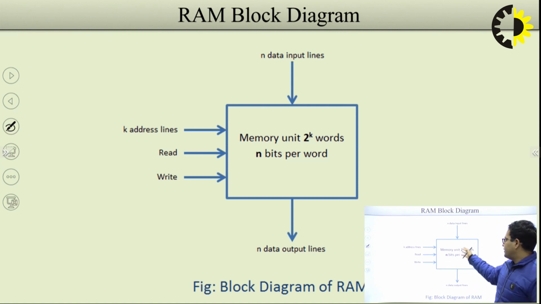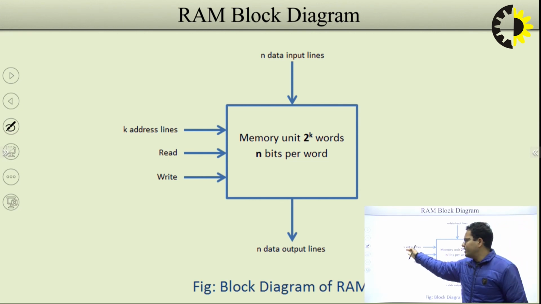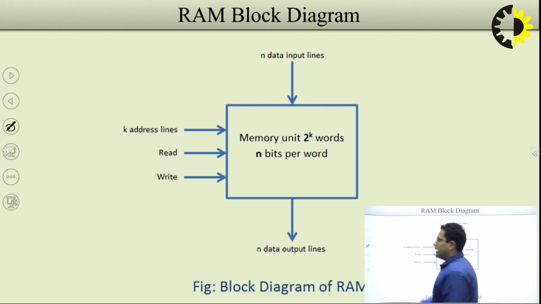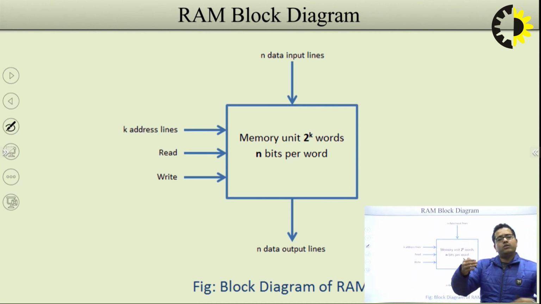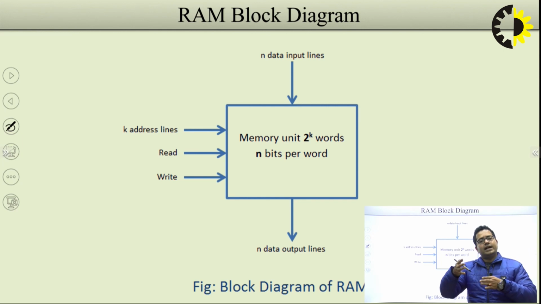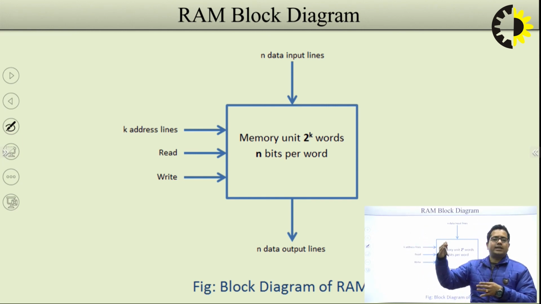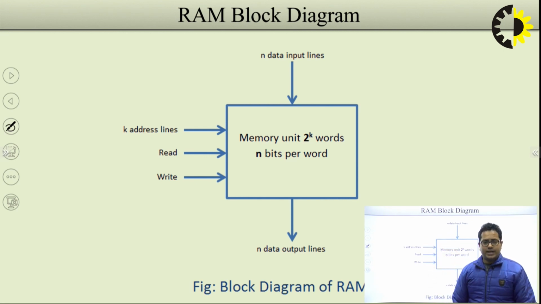That is, we have a memory, that is a RAM, and if we want to access this RAM, we have an address line. Suppose that I have K address lines, so from those K address lines, I can have 2 to the power K memory locations. That means locations inside the RAM. How is this 2 to the power K coming?